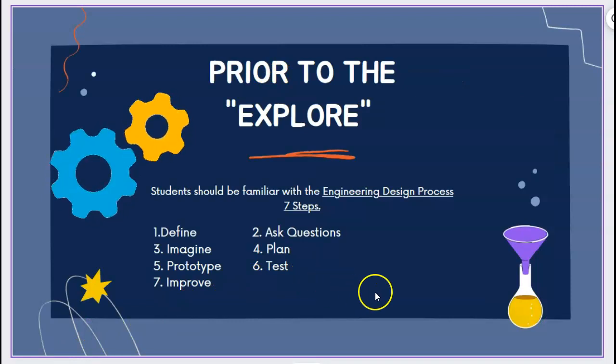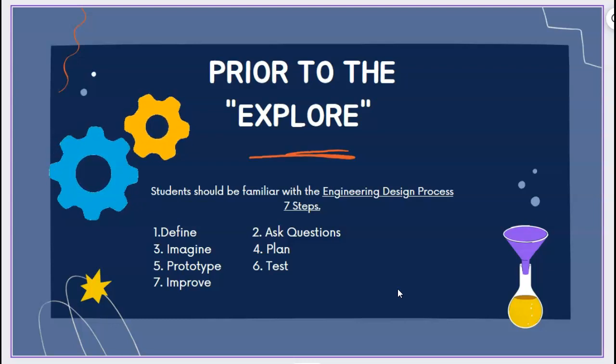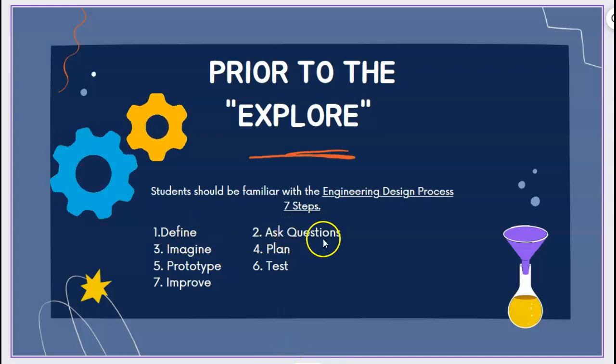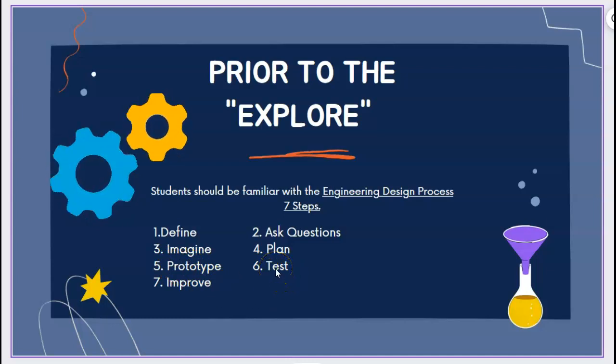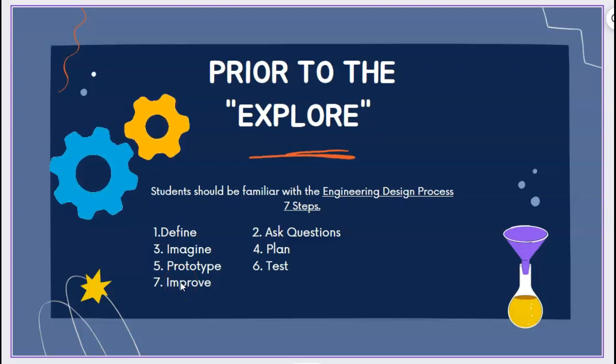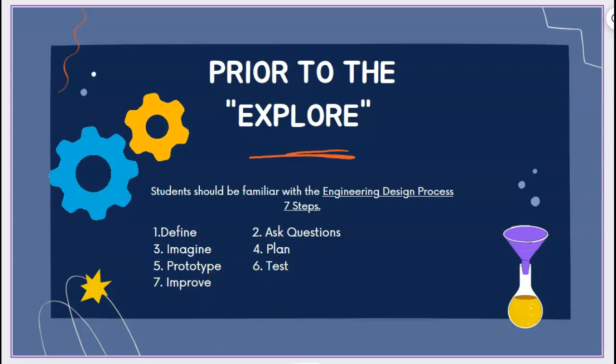So prior to the explore section of the lesson, students would be familiar with the engineering design process. In that process, there are 7 steps. The first step is to define. The second step is to ask questions. The third is to imagine. Fourth is to plan. Fifth is to create a prototype. Sixth is to test that prototype. And then seventh, you would improve on that prototype based on the test results. So they would already be familiar with that engineering design process before the explore section of this lesson.